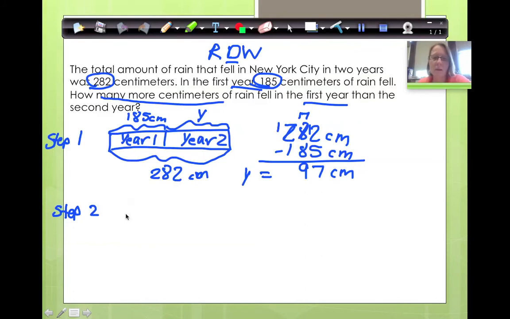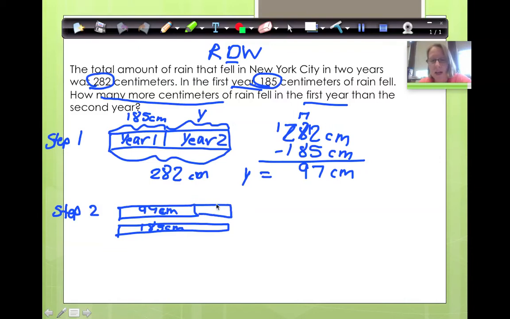Okay, sometimes it's easier for me to draw 2 tape diagrams. So this right here is 97 centimeters. And then this one over here is more, because this is 185 centimeters. I need to know how much this is. So I'm going to say that this is R for rain. How much rain this amount is right here. This is what I'm hunting for.